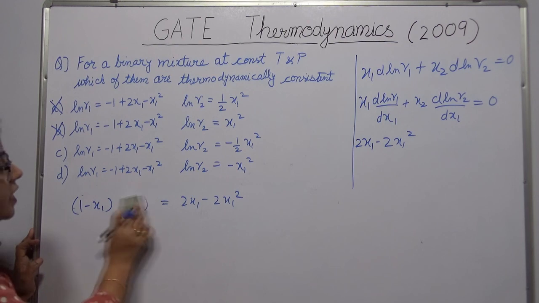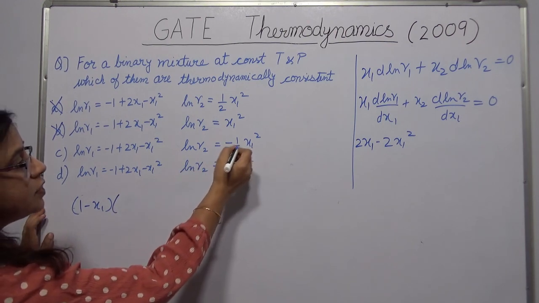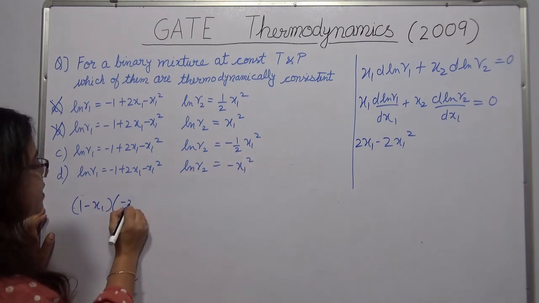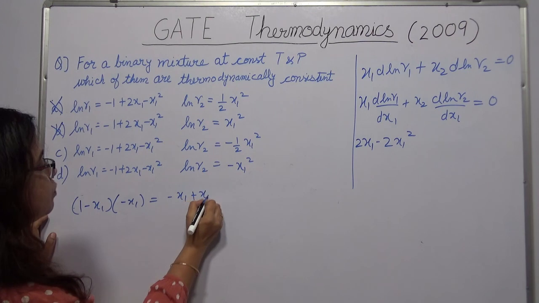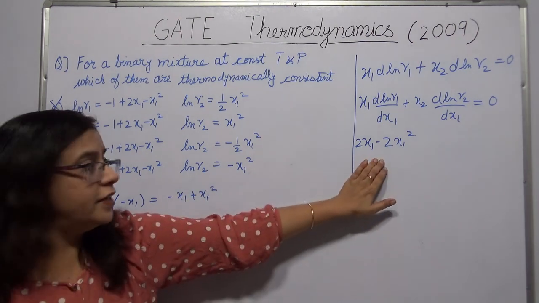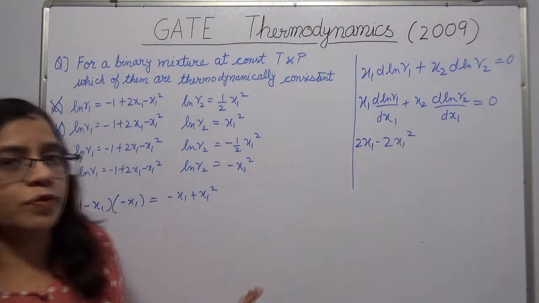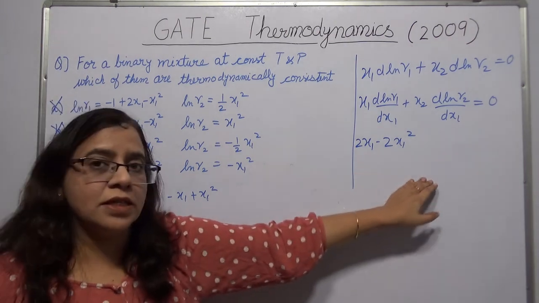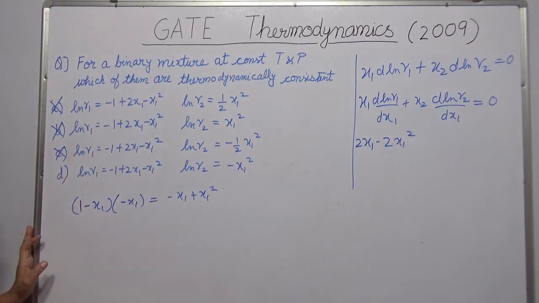Okay, now let's take our third value. The derivative of this will be 2x, 2 will cancel, so it will be minus x1. So it will be minus x1 plus x1 square. Okay, now if I add it over here, 2x1 minus x1 is x1 and minus x1 square. So again, it doesn't make this Gibbs-Duhem equation equal to 0. So this is also not thermodynamically consistent.